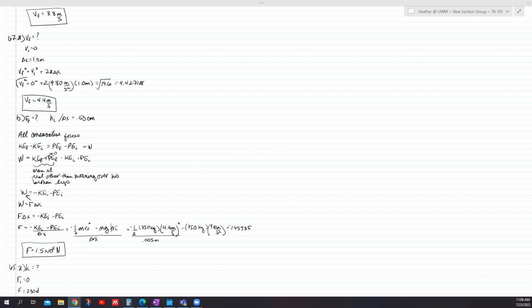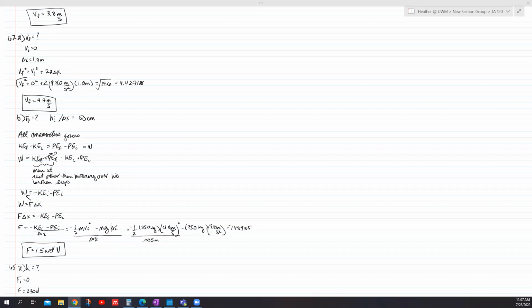Ouch. So we're going to write what we need. We need his final velocity. We know his initial velocity is 0. We know that his delta x is 1.0 meters. We can just plug into our old kinematic equations that we already know. Vf squared equals vi squared plus 2ax. And we end up with Vf equals 4.4 meters per second.